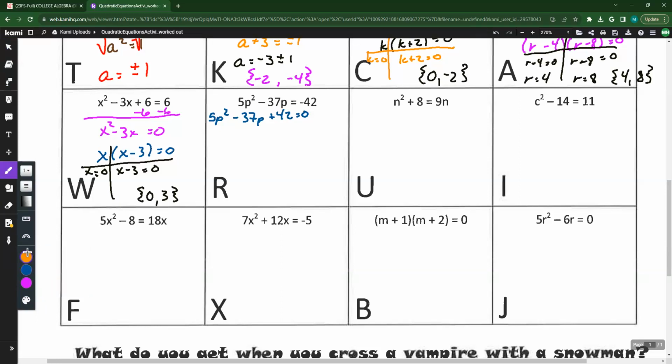So it's the first times the last. So 5 times 42 is, 5 times 40 is 200, 5 times 2 is 10, so 210. So I need the factors of 210. It's 1 and 210, 2 and 105. 3 goes in there, and 3 times 70, so this is 3 and 70.